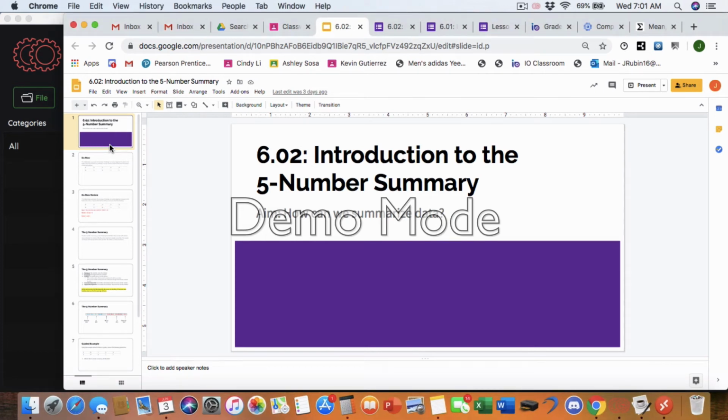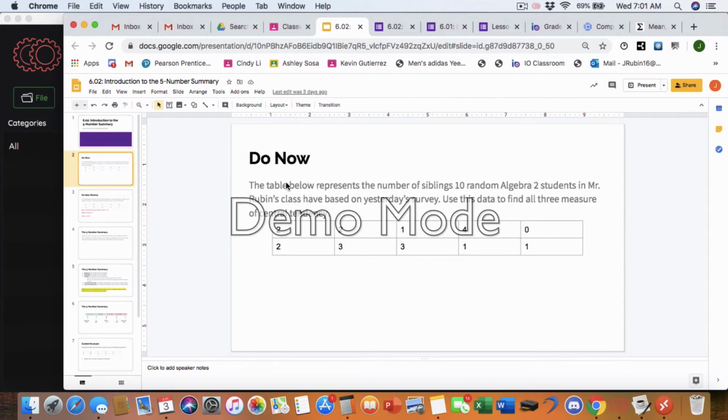Today is 6.02, Introduction to the Five Number Summary, and our aim is still how could we summarize data. So for today's do now, I took some of your data from yesterday in the feedback, and I took 10 random students, and I want you to find all three measures of central tendency. So what is the mean number of siblings that Algebra 2 students have, median, and mode?